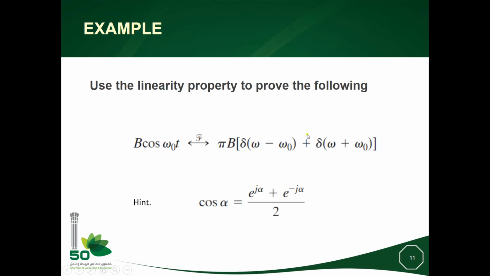So now I will leave this exercise to you because it is simple. When I use the definition of the Fourier transform, I will have a multiplication of two exponentials, and the integral of the exponential is easy to get. So you can easily prove that by summing the two Fourier transforms, you will get these results.